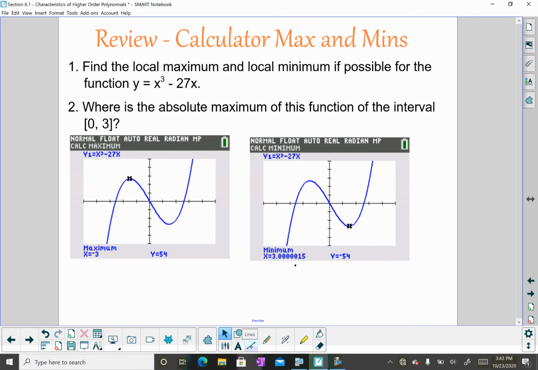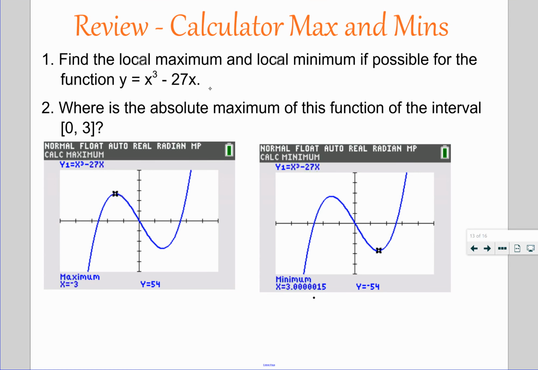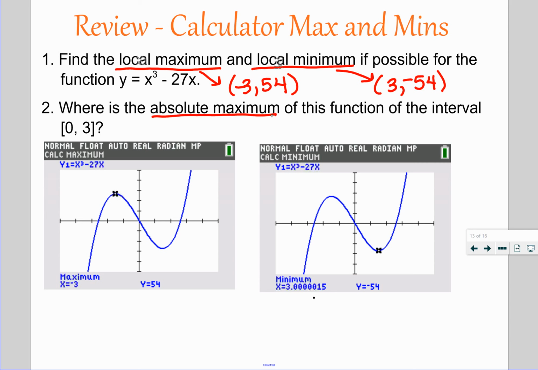So let me write those in. Let me pull my pen back up here. So I have a local maximum at the point -3, 54, and I have a local minimum at the point 3, -54. Now, if we say absolute maximum or absolute minimum, that's just on a specific interval. So it's not meaning necessarily a turning point.